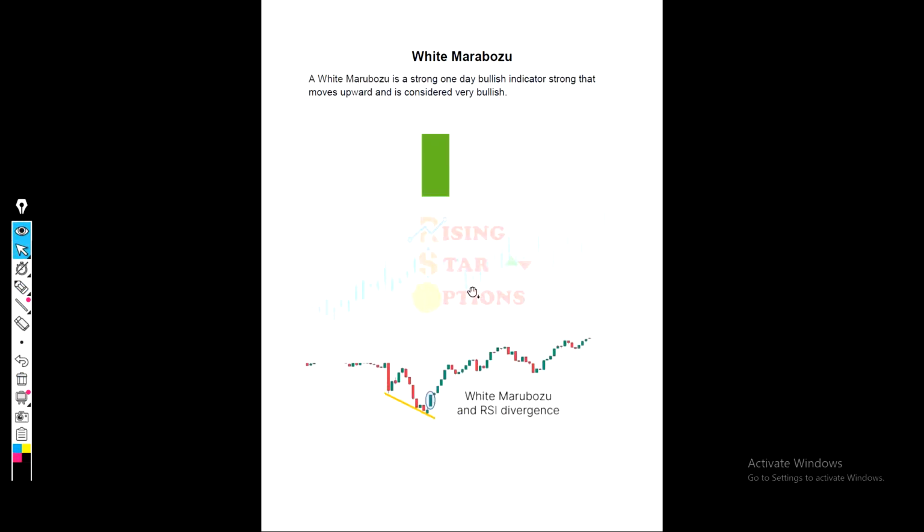Next one is the white Marabozu candle. This is basically a bullish candle, and it should not have any wick on either side. Such a candle is known as a white Marabozu candle.